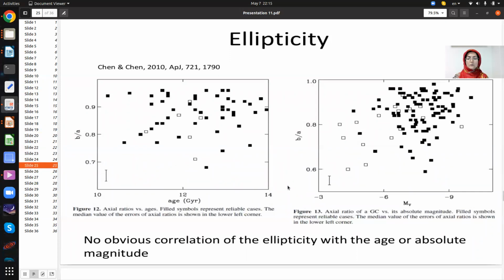And here we can say that ellipticity has no correlation with the age or absolute magnitude of the globular clusters. Ellipticity has only a correlation with the position of the globular clusters. The closer to the galactic center, the higher the ellipticity.